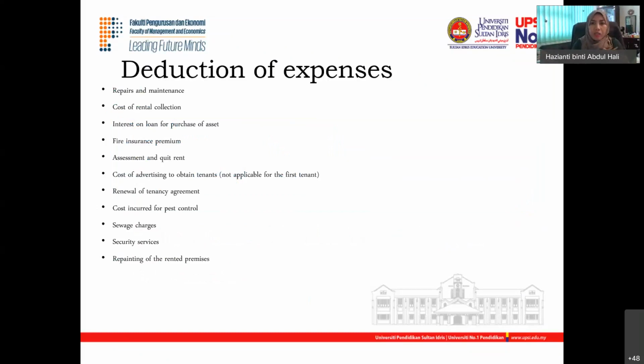So these are the list of deductible expenses. When you have rental income, sometimes you have to incur certain expenses. For example, repair and maintenance, cost of rental collection, interest on loan for purchase of the asset, fire insurance premium, assessment and quit rent, and cost of advertising to obtain tenants. Sometimes when a tenant's term has ended, you have to advertise again, and that can also be deducted from your rental income. Also renewal of tenancy agreement, cost incurred for pest control, sewage charges, security services, and repainting of the rented premises. These are the expenses we can deduct from our rental income.